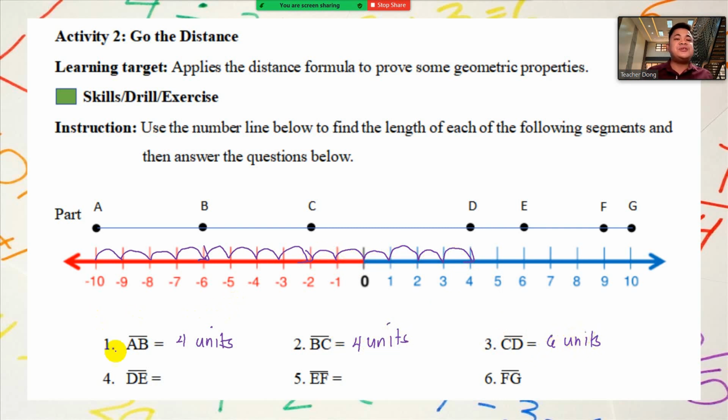And then let's have number 4, segment DE. For segment DE, let's count 1, 2. We have 2 units. And then for number 5, we have segment EF, 1, 2, 3. So we have 3 units for segment EF. And then lastly, number 6, segment FG is 1 unit. So that's how you actually get the distance between 2 points using a number line. Just count the units from the first point up to the second point to know the distance.